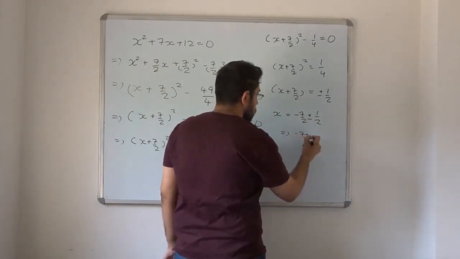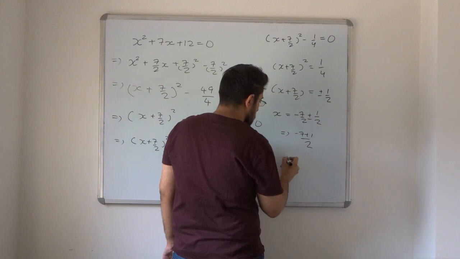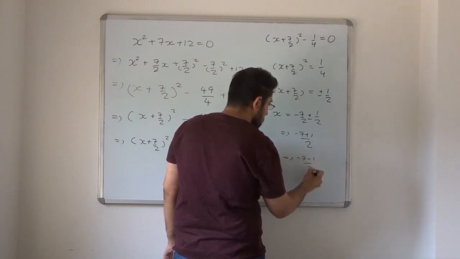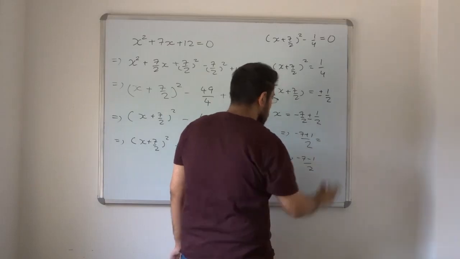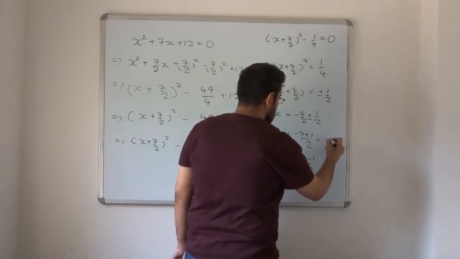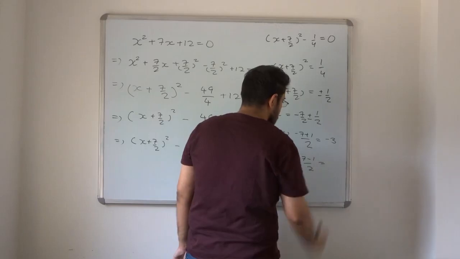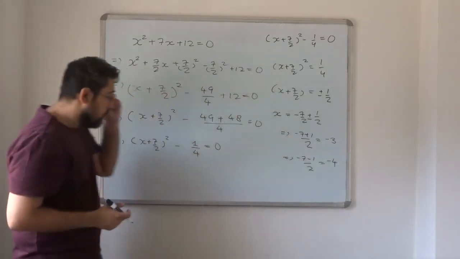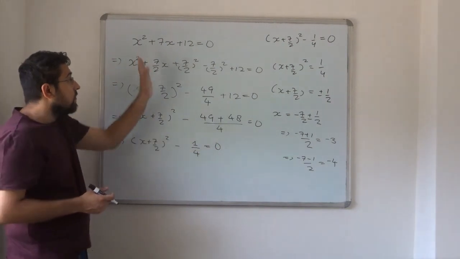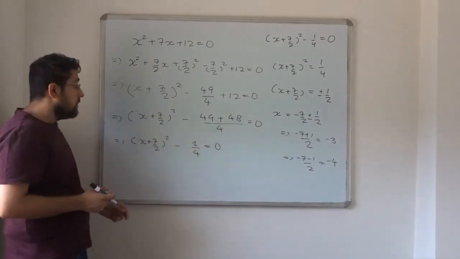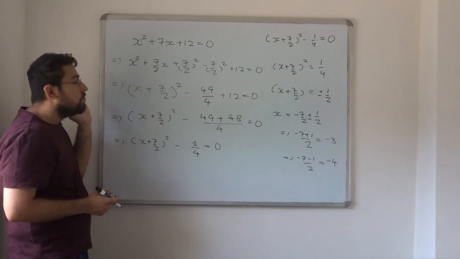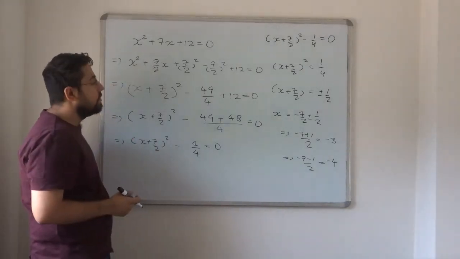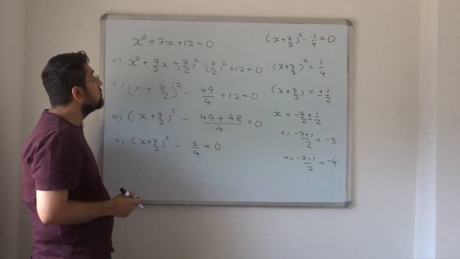So minus 7 plus 1 divided by 2, and minus 7 minus 1 divided by 2. So basically over here you have your negative 3, okay, and here you have negative 4. Okay, so now these are the two values which you find. So basically guys, this is how you complete the square. Okay, this is called the method of completing the square.